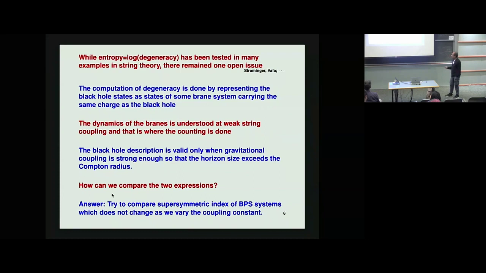This was answered from the early days. The strategy is to try to compare the supersymmetric index of BPS systems. The reason is that, unlike the degeneracy, the supersymmetric index is protected and does not change as we vary the coupling constant. So in principle, we can calculate the supersymmetric index at weak coupling by representing this as a brane system, and presumably we may be able to calculate the supersymmetric index at strong coupling from the black hole side. I'll elaborate on this more in the next slide.